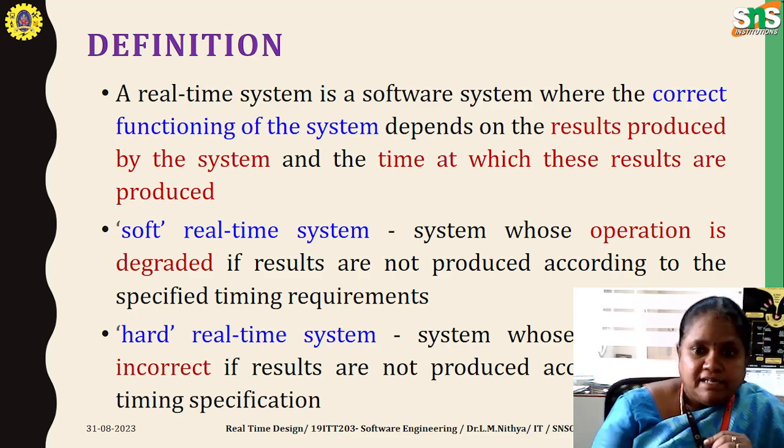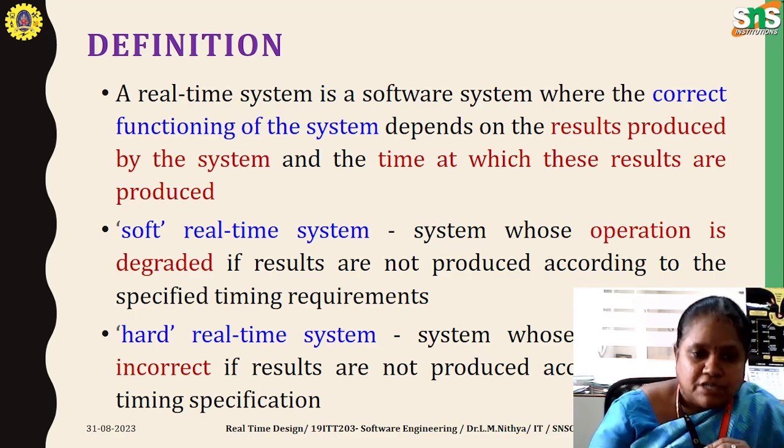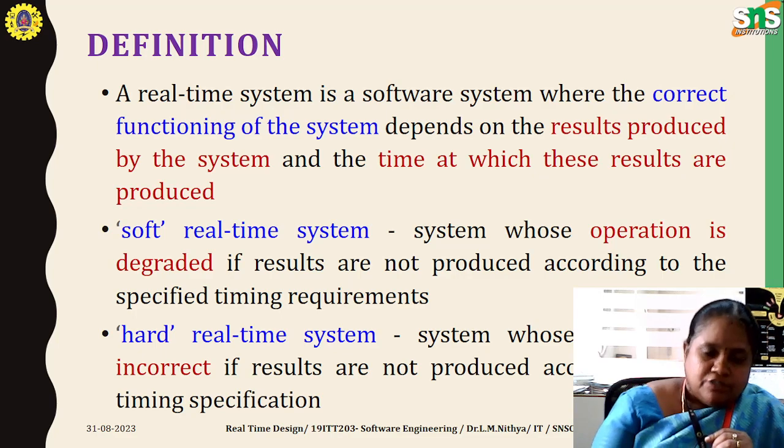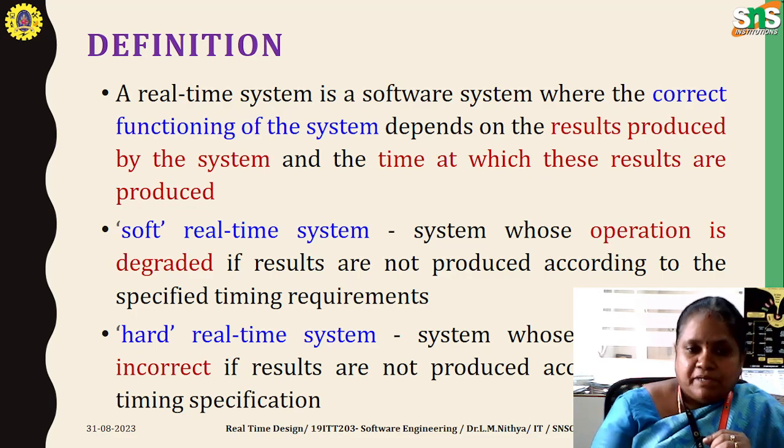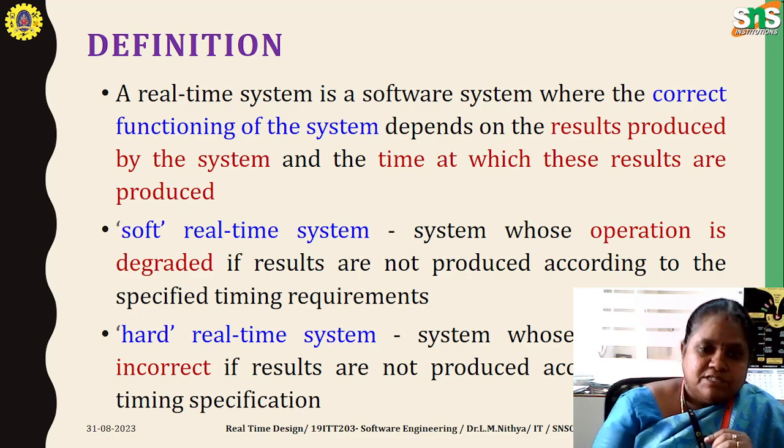What is a hard real-time system? It is one whose operation is incorrect if results are not produced according to the timing specification. In a soft real-time system there is only degradation in the operation. In a hard real-time system, when it is not operated in the correct time, the system is said to be incorrect. So it is of no use. That is called a hard real-time system. Okay.